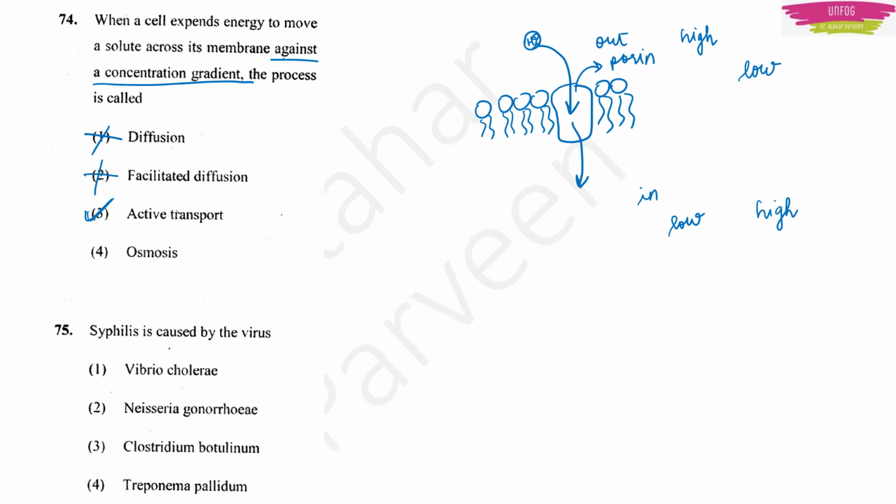Then we have osmosis. In osmosis also, there will be a semi-permeable membrane present, and through that semi-permeable membrane water molecules will flow, but they'll flow from lower concentration to higher concentration only, and no energy will be required here. So osmosis is the wrong answer, and active transport automatically becomes the right answer.